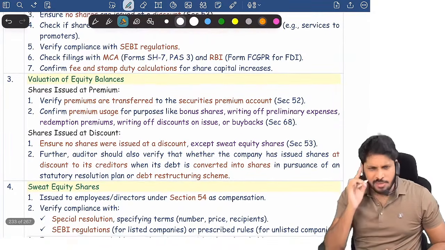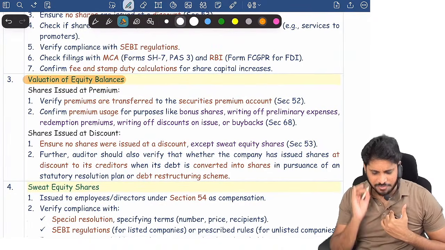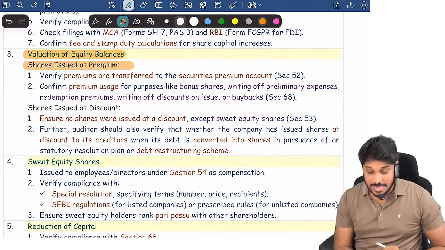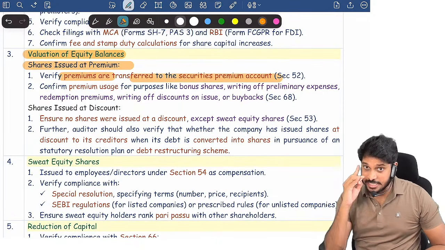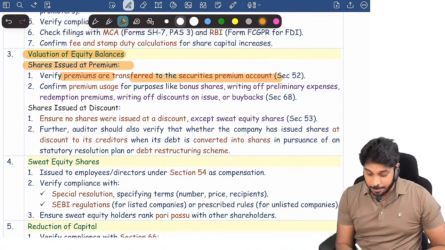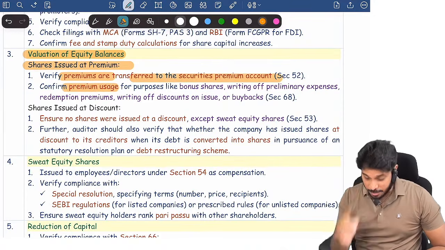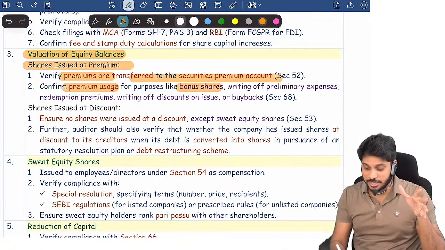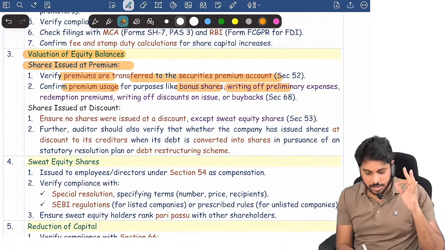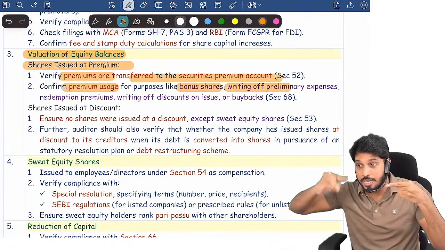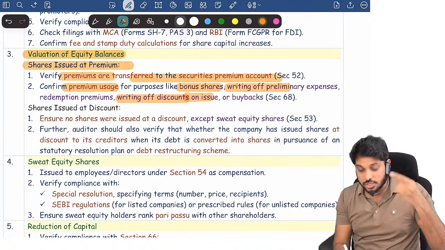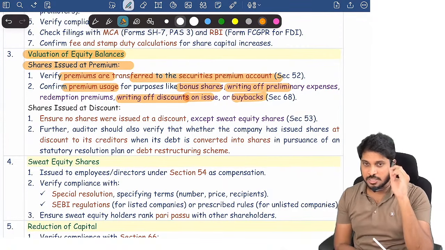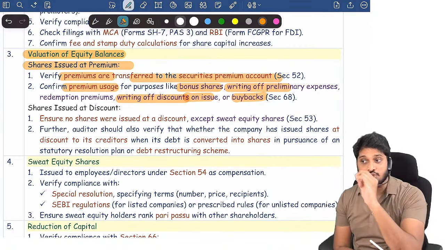Okay, now one more important thing is valuation of equity. If shares are issued at a premium, see that the premium is recognized in the securities premium account. And remember, premium can be used only for certain purposes: to issue fully paid bonus shares, writing off preliminary expenses, premium on redemption, writing off discount on issue of debentures, and for buybacks. The securities premium can be used only for these 5 purposes. See that the securities premium utilization is only for these purposes.